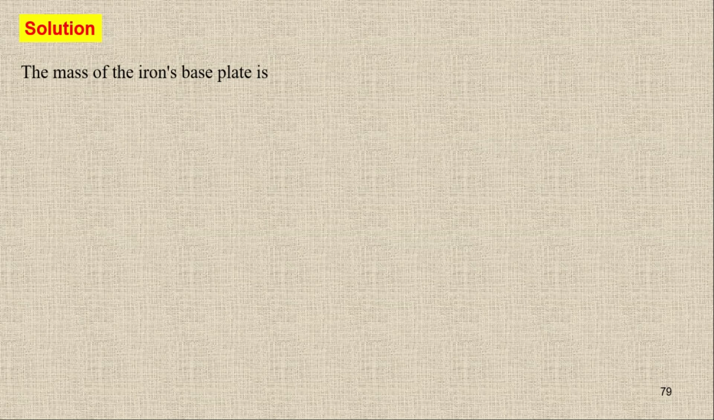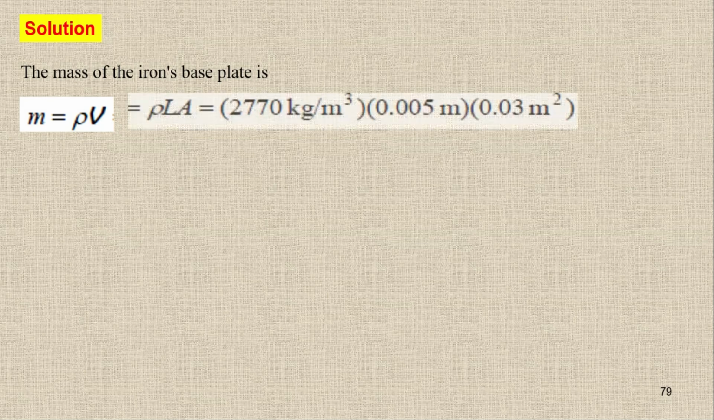So how can we find the mass? Simply we know that mass is density times the volume, because density is mass upon volume. So the density of the aluminum alloy is given, and what about the volume? Volume is simply area times the thickness, because the area of the plate is given and the thickness is also given. So volume is simply area times the thickness of the plate, and density is already given, which is 2770, times the thickness, which is 0.005 meter, and then the area of the plate is 0.03 meter square.